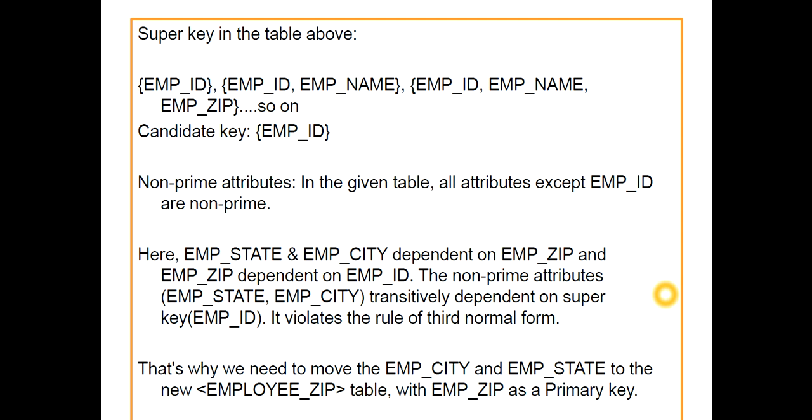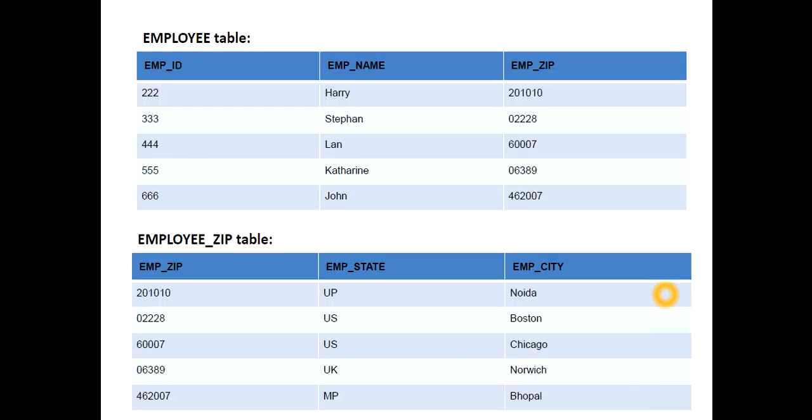So we need to break it. That's why we need to move employee city and employee state to a new table, the employee zip table, with employee zip as the primary key. Of course, we can do that because if we know the employee zip, I have already told you, we can know the employee state information and employee city information also. So we'll break this into a new table, the employee zip table. And the other employee table will have the information employee ID, employee name, employee zip. Clear?